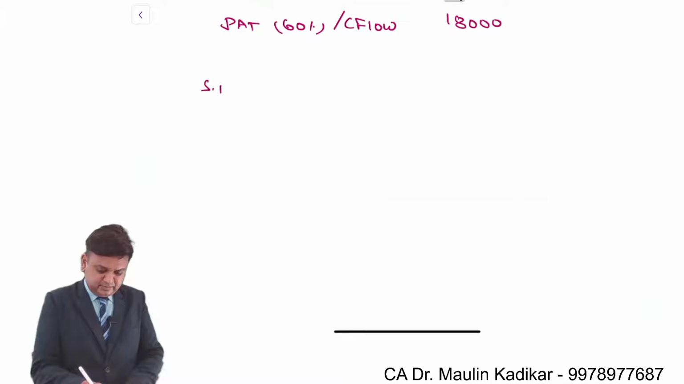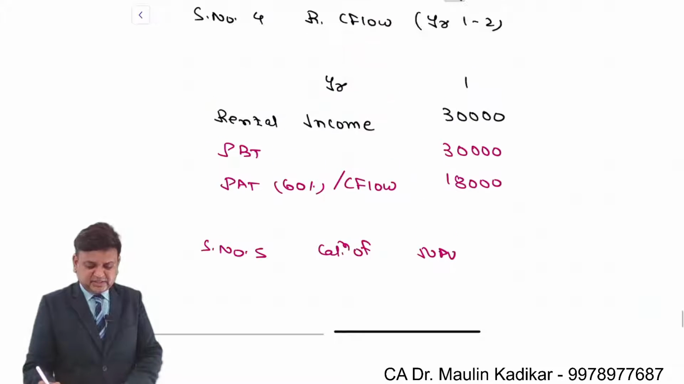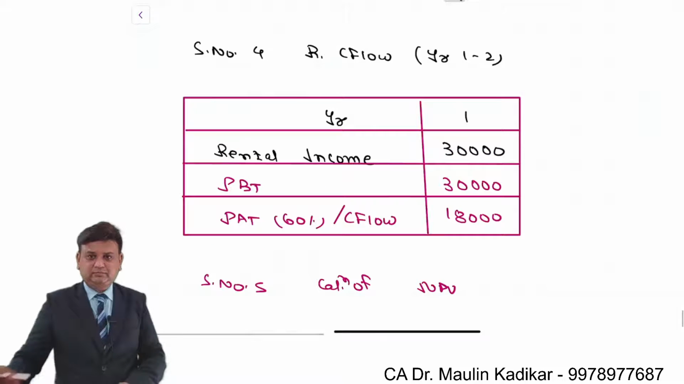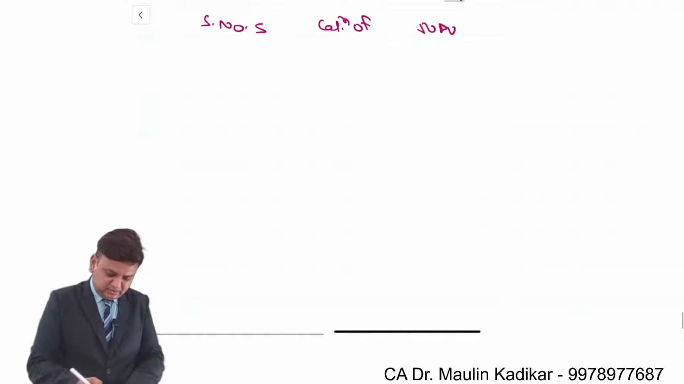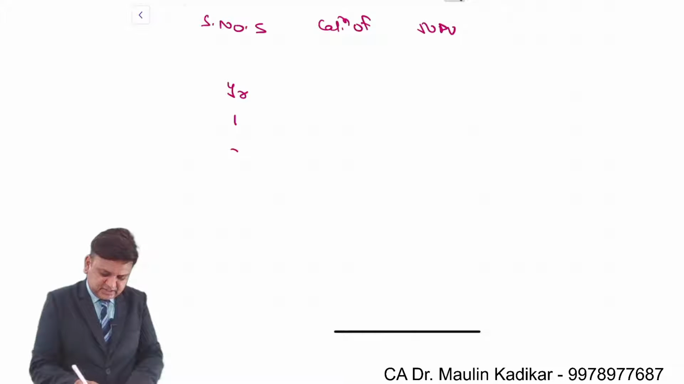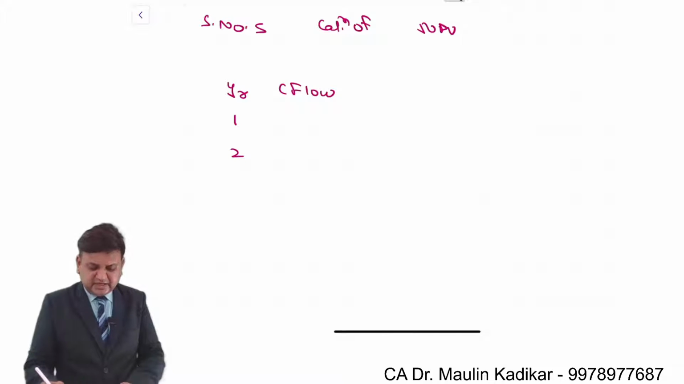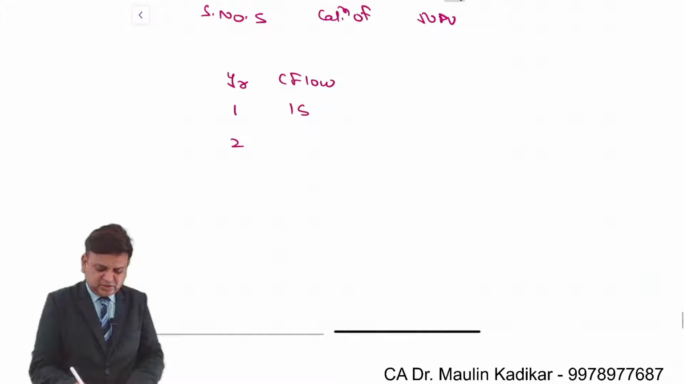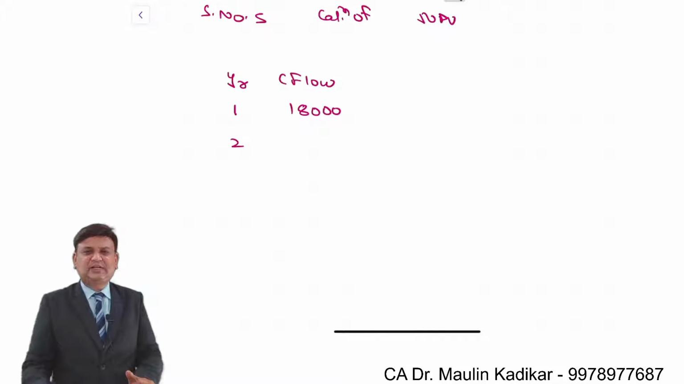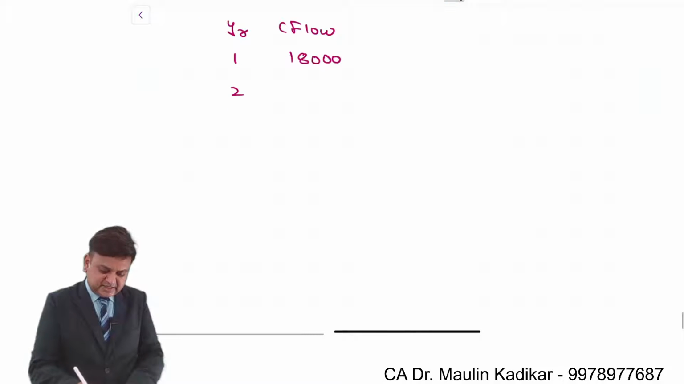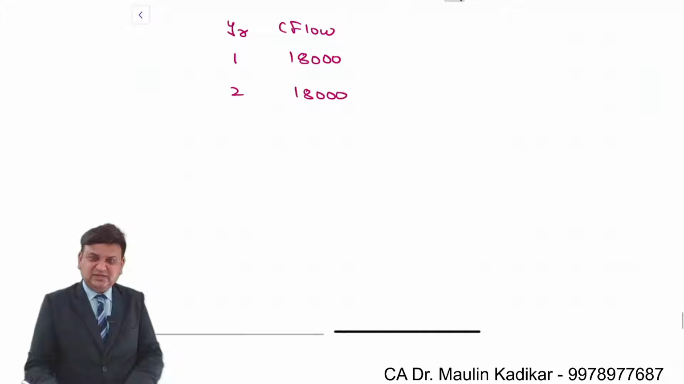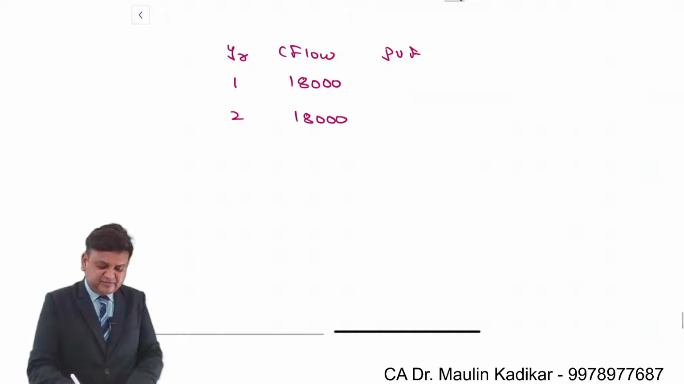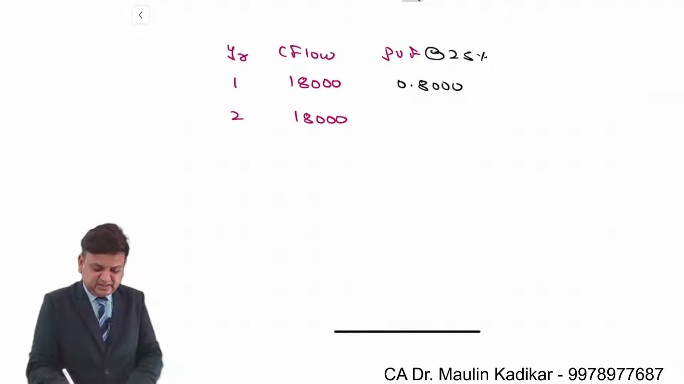Step number 5, calculation of net present value. So let us see how to make the NPV calculation, first year and second year. As far as the first year cash flow is concerned, it is 18,000. Doing it for the second year does not make sense, because the second year cash flow is going to be the same as the first year. So I am discounting with the present value factor at the rate of 25%. First year factor is 80 paise, second year factor is 64 paise.